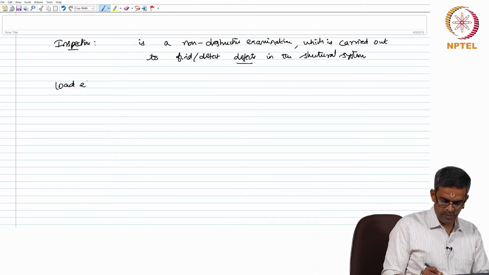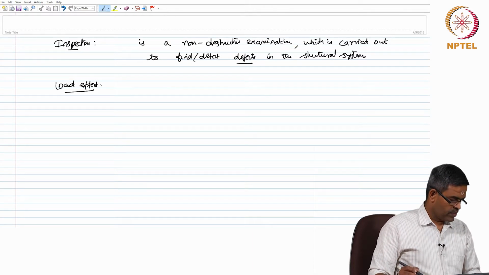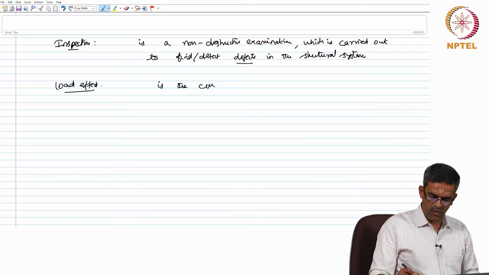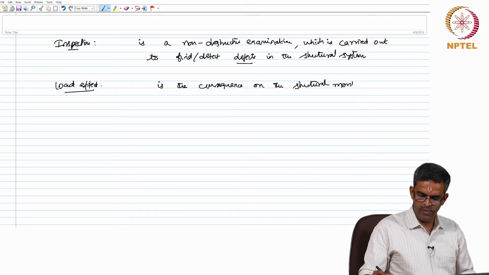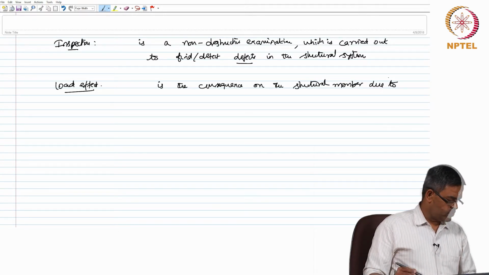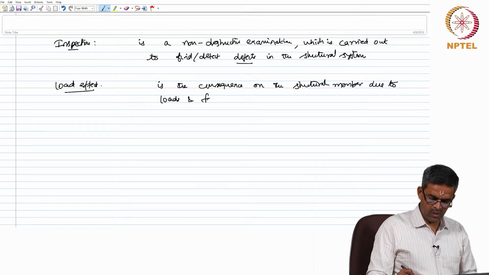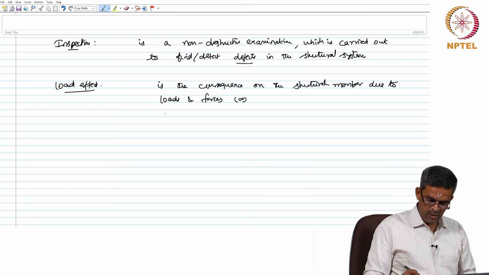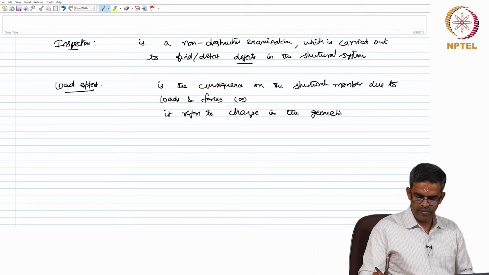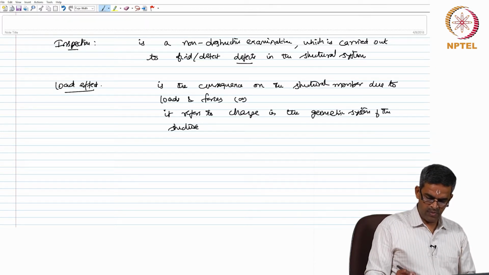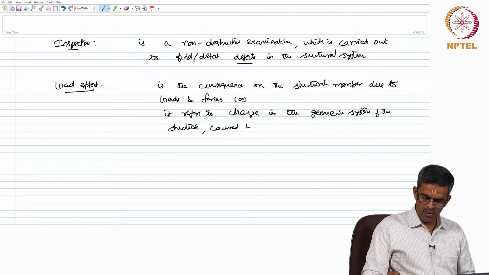Load effect. It is the consequence on the structural member due to loads and forces, or it refers to change in the geometric system of the structure caused by the loads and forces.